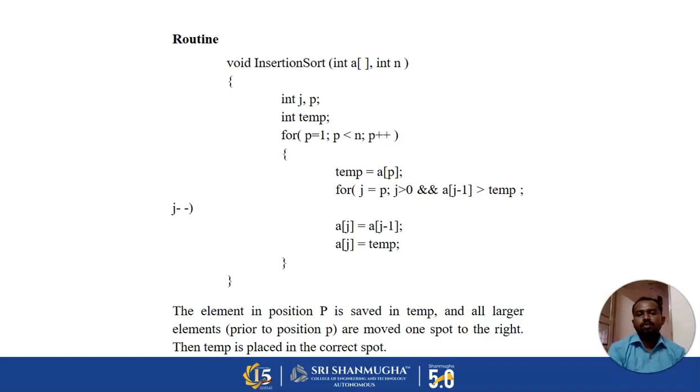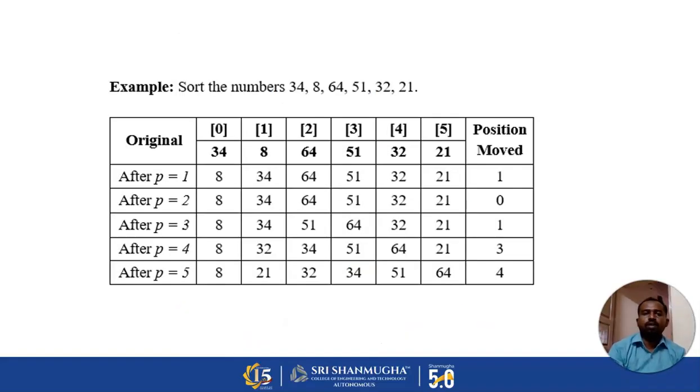Next, this is the example program. The element in position p is saved in temp, and all larger elements prior to position p are moved one spot to the right, then temp is placed in the correct spot. This is the sorting of the numbers 34. After p equals 1, after p equals 2, we compare the index values and move the positions. This is the example of insertion sort.